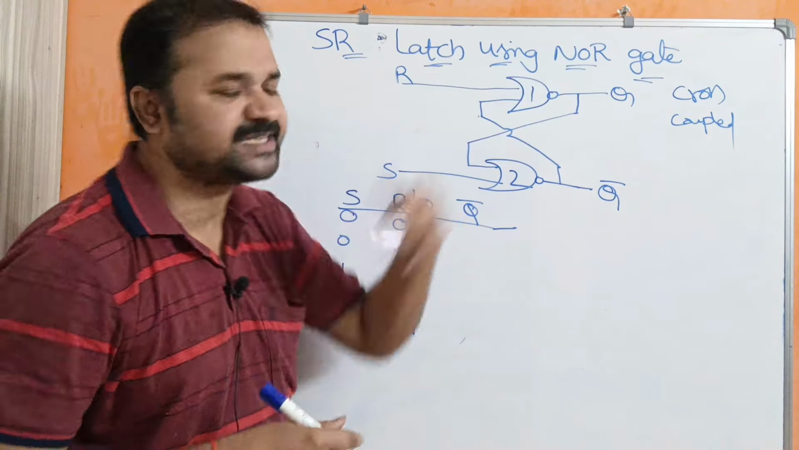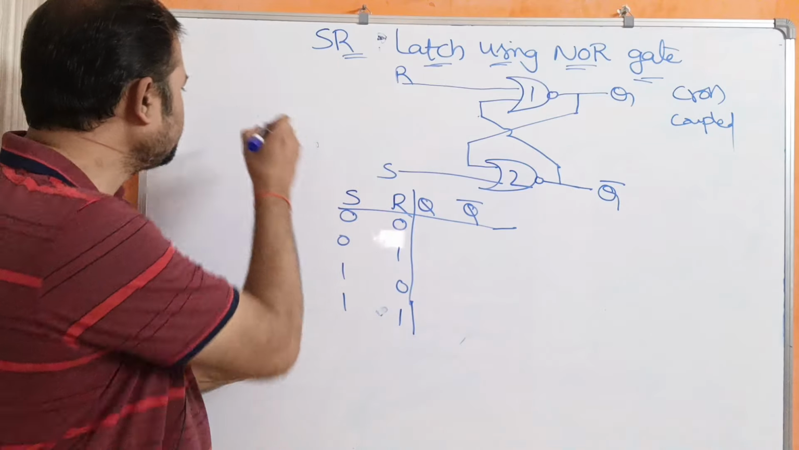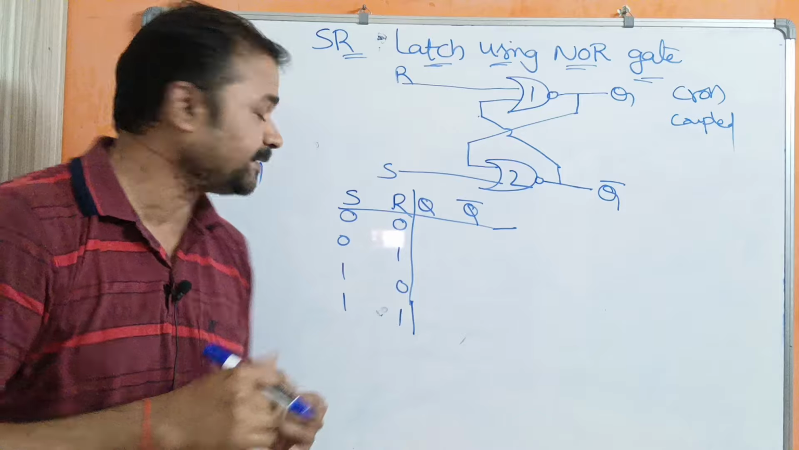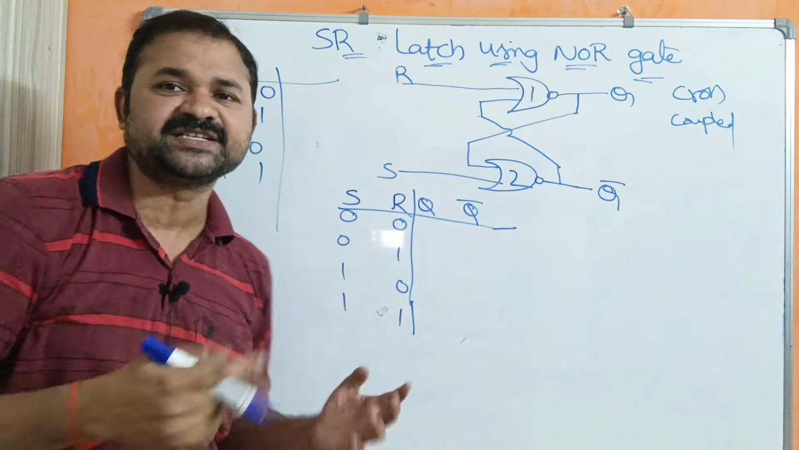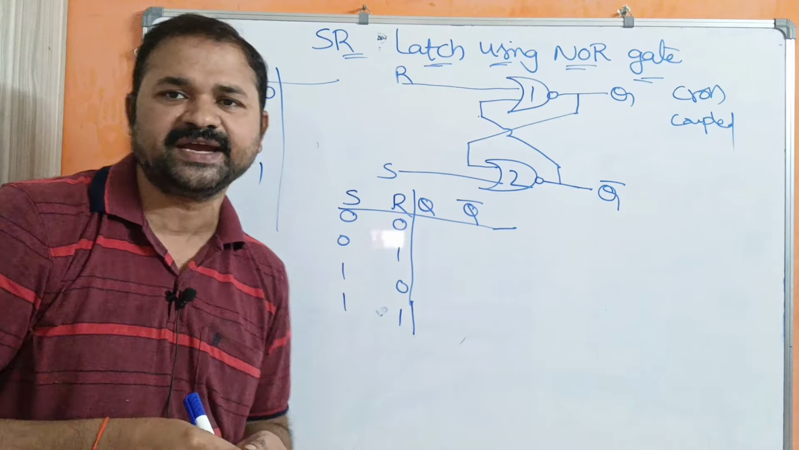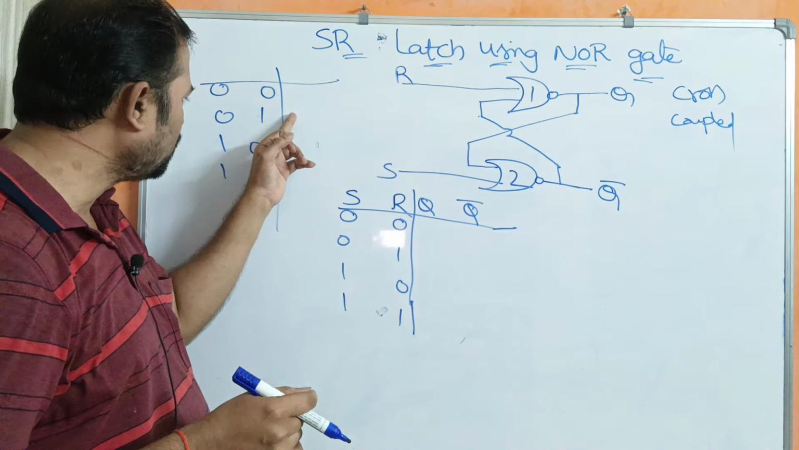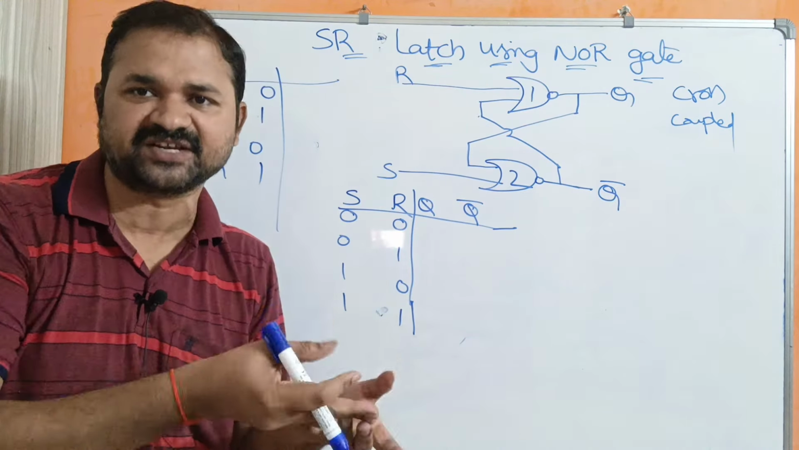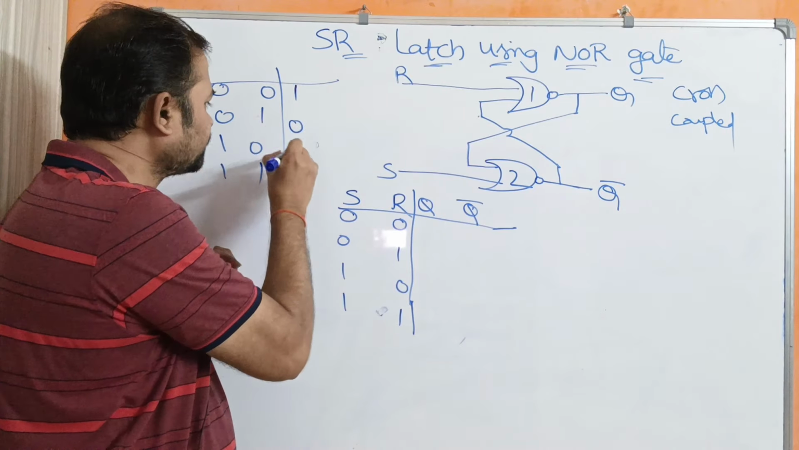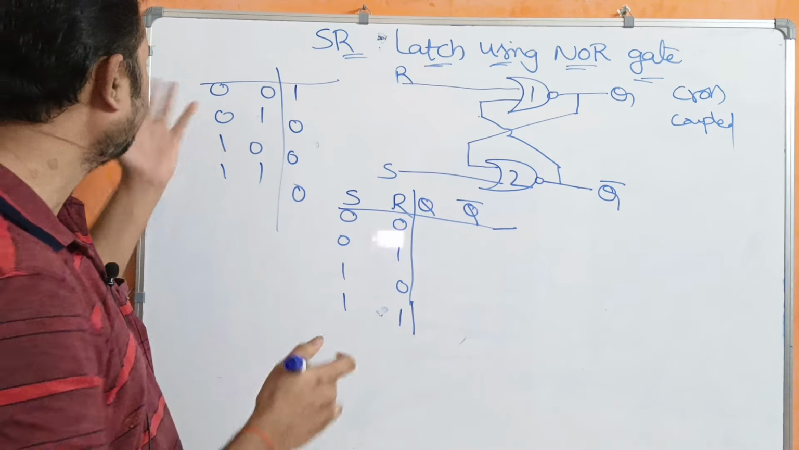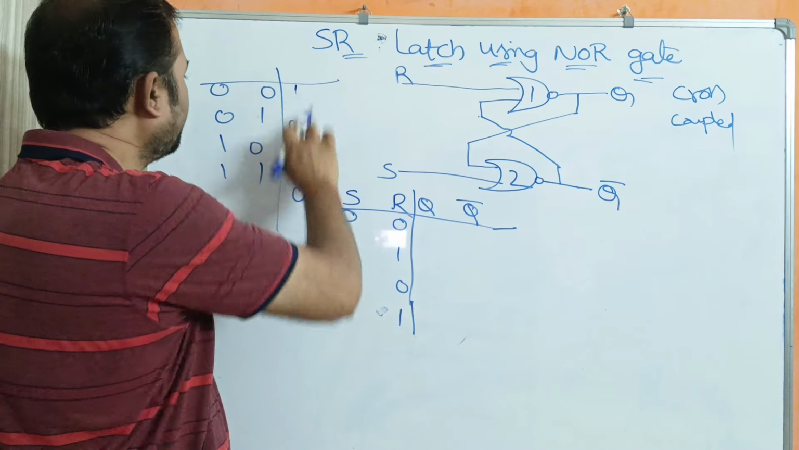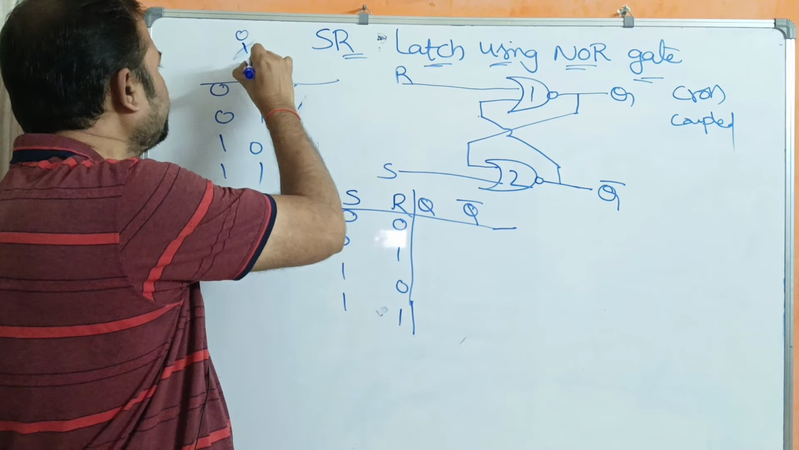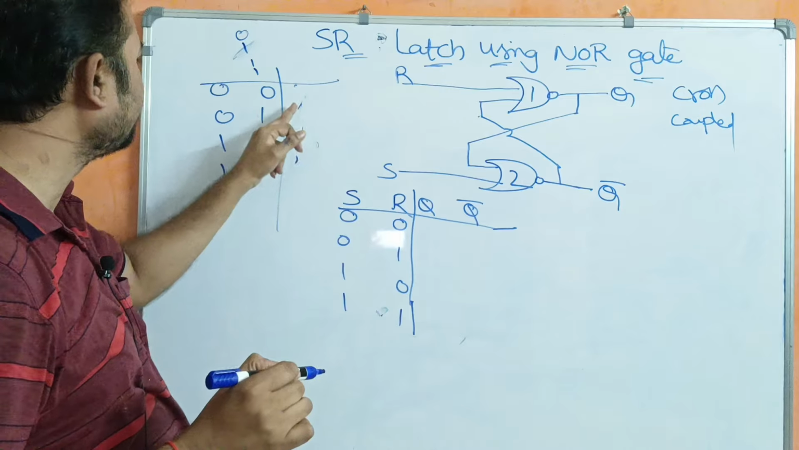Before that, let us see the truth table for the NOR gate: 0 0, 0 1, 1 0, 1 1. NOR gate means reverse of OR gate. We know about OR gate: 0 0 gives 0, whereas 0 1 gives 1, 1 0 gives 1, 1 1 gives 1. So 0 triple 1. NOR gate means reverse, so 1 triple 0.